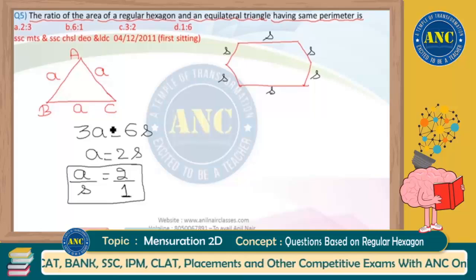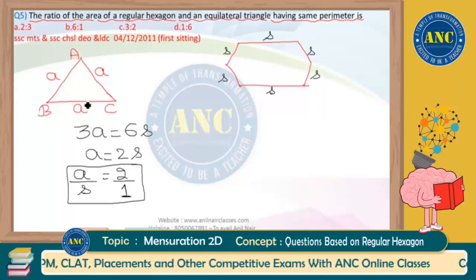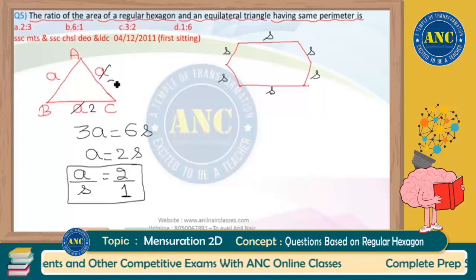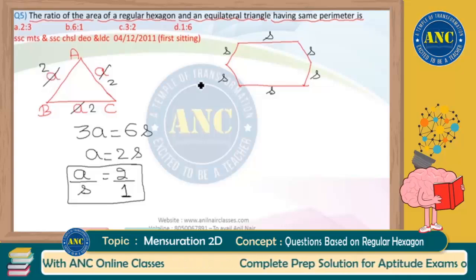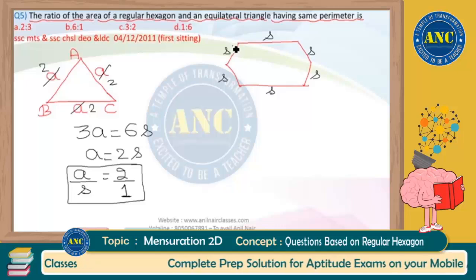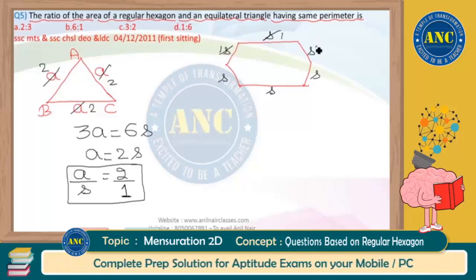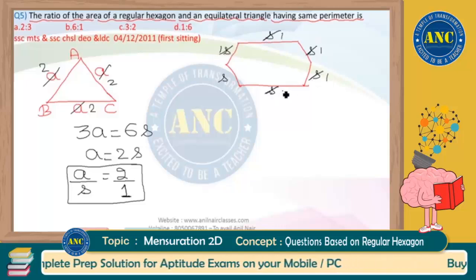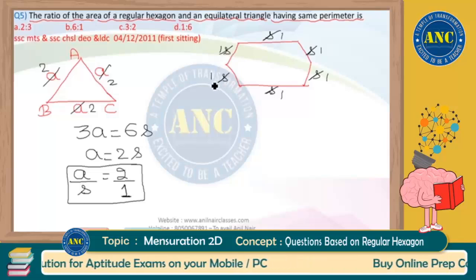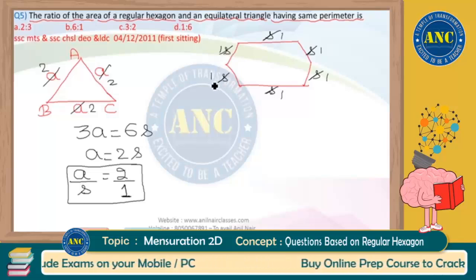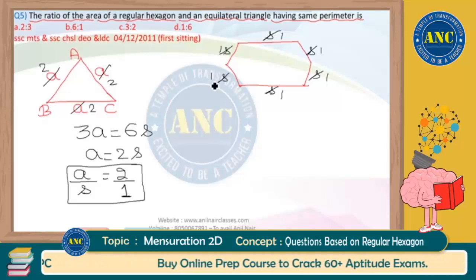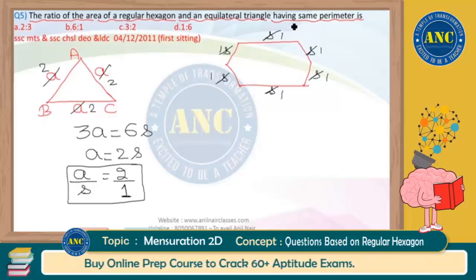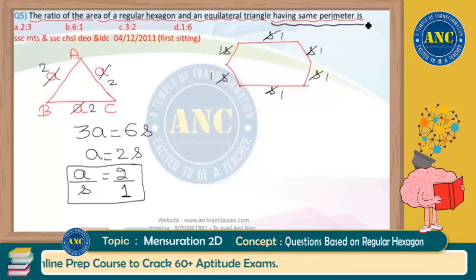Check it out if you want, sir. Can I say that the a value is 2? 2 plus 2 plus 2 is 6. Yes, the perimeter of the equilateral triangle is 6. Similarly, side is 1. 1 plus 1 plus 1 plus 1 plus 1 plus 1 is also 6. That means the equilateral triangle perimeter and regular hexagon perimeter are the same. That is what is given in the question also. You are satisfying the condition given in the question.